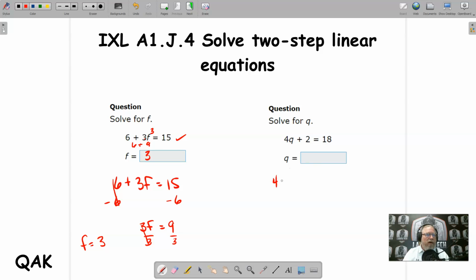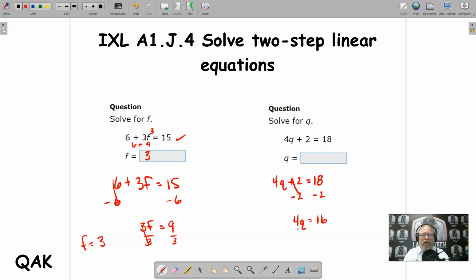So I have 4q plus 2 equals 18. Before I can get to the 4q part, I have to deal with this plus 2. Well, the opposite of plus 2 is negative 2, so we're going to subtract 2. What we do to one side, we're going to do to the other. These 2's are going to cancel each other out, leaving us with 4q on the left, and 18 minus 2 is 16. I now have a one-step equation.